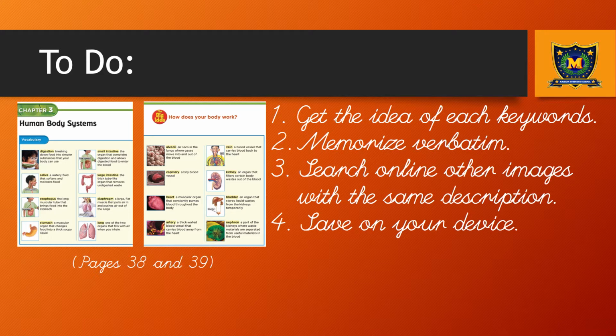All right, so here's what you need to do. For pages 38 and 39, I need you to look at all the pictures and the definition for each picture on those 2 pages. Carefully get the idea of its keywords and then try to memorize them word for word, or verbatim. But when you memorize this, also try to understand what it means. And then search online for other images with the same description, like for the girl that's eating watermelon. Under digestion, you need to find another picture that still means digestion. And when you're done, you need to save your pictures on your device.